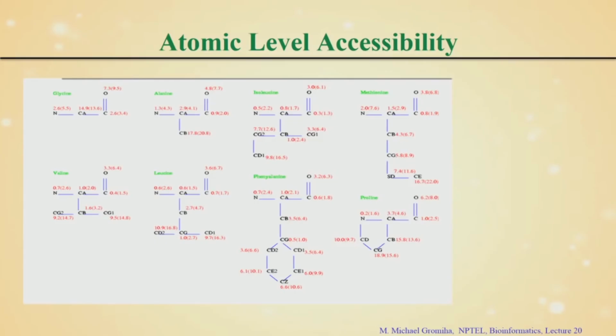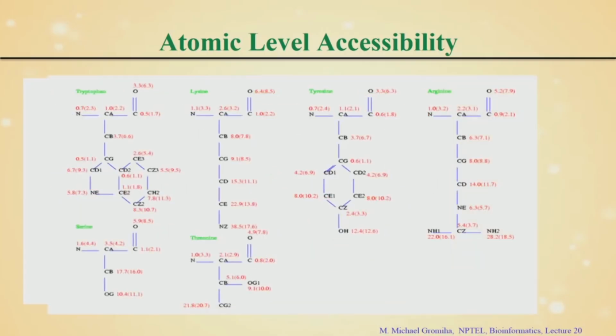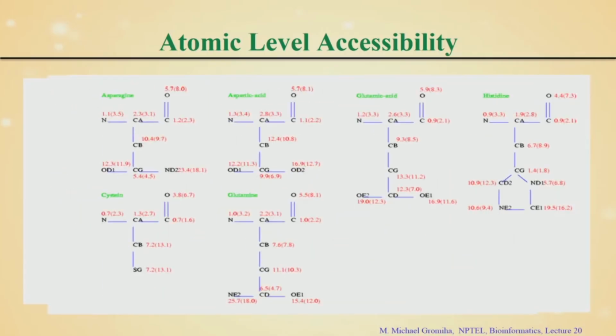So, we can calculate for each residue and all atoms. For glycine, alanine, for all the 20 residues, we can have the extended state accessibility values. These are the 20 different amino acids, and we have the data for all the atoms. This is for the extended state, right.